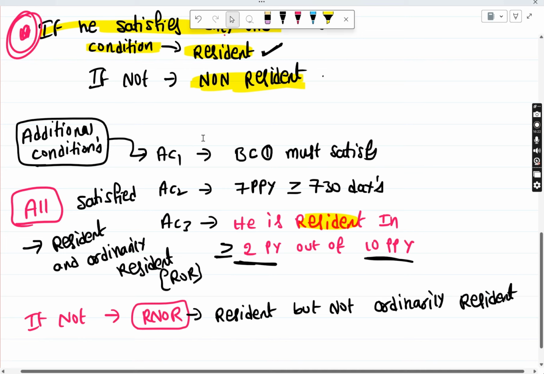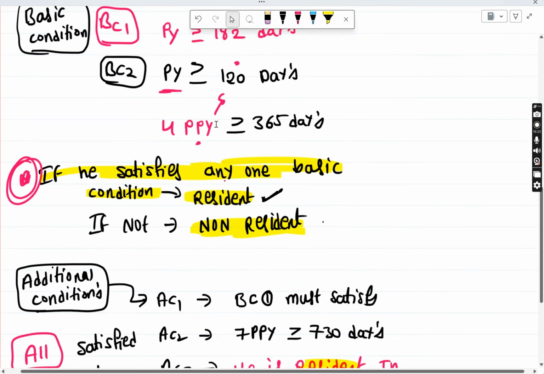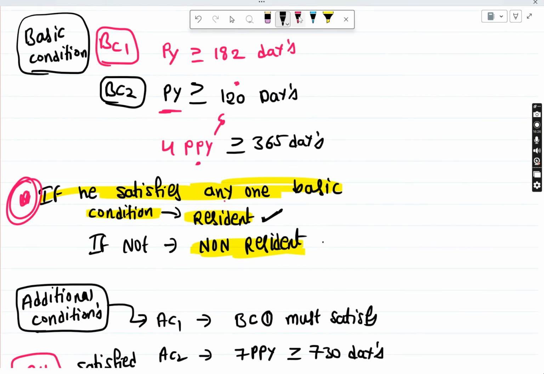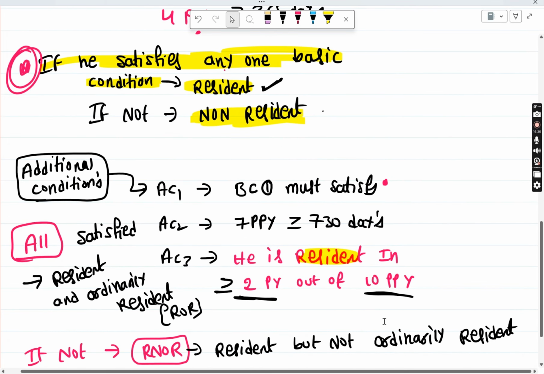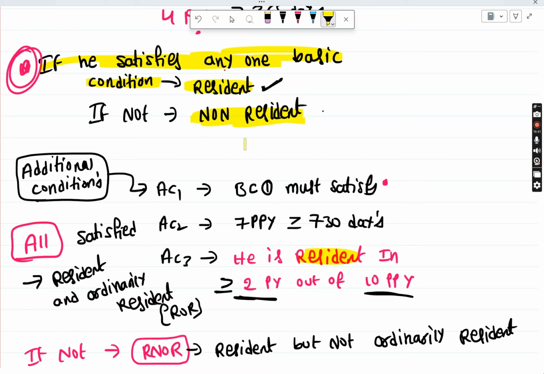Okay, so if you see here, while checking the additional conditions, first condition itself, basic condition 1 must be satisfied. That means, what is basic condition 1? In the previous year he should have stayed more than 182 days, right? If any one condition is not satisfied, then he is RNOR. If all conditions are satisfied, then he will be ROR.